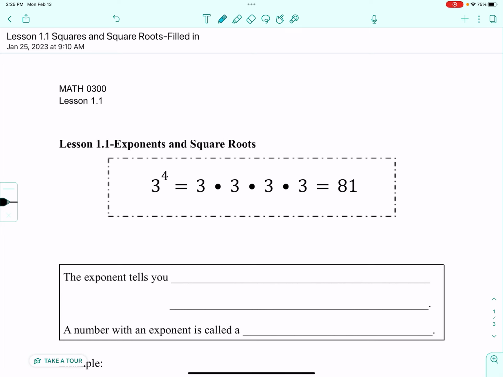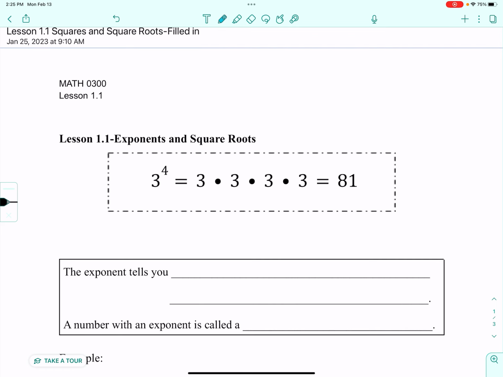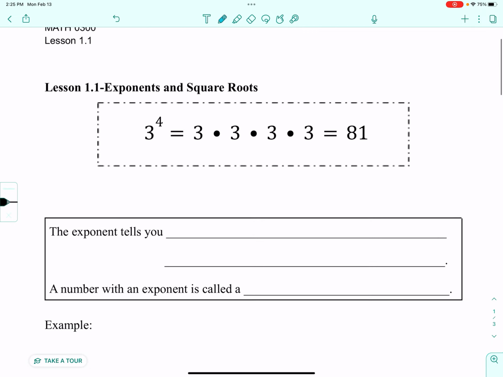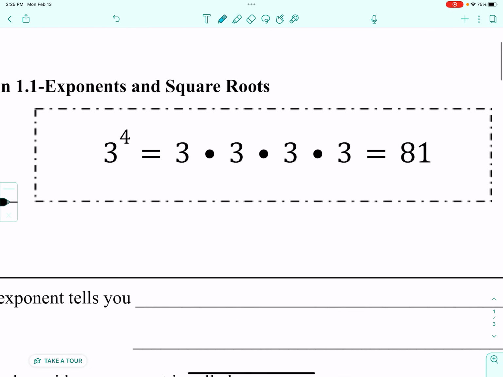In this lesson, we are going to take a look at exponents and square roots to start off your Math 0300 journey. The first thing I've got for you is an example of what we're going to talk about. Sometimes I think it's easier to start with an example and label the parts than to use a bunch of vocabulary words that we're not quite familiar with yet.